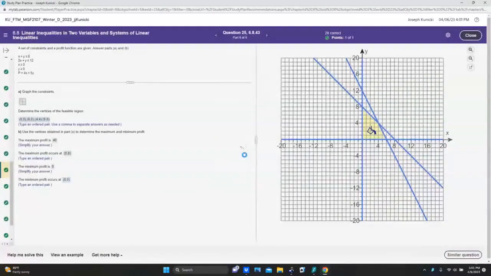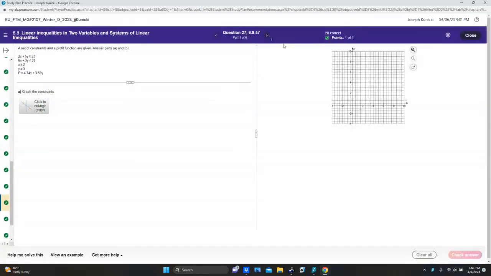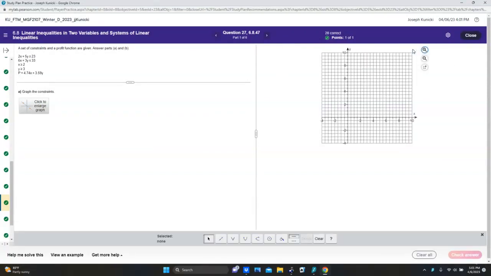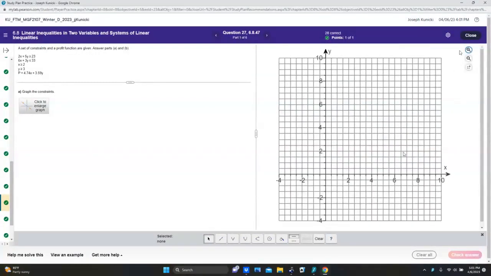Okay, so we were done with that one. Okay, that's good. Okay, so that was 43. Let's do 47. A little more complicated, just a tad. Notice that they give us more room for the first quadrant.